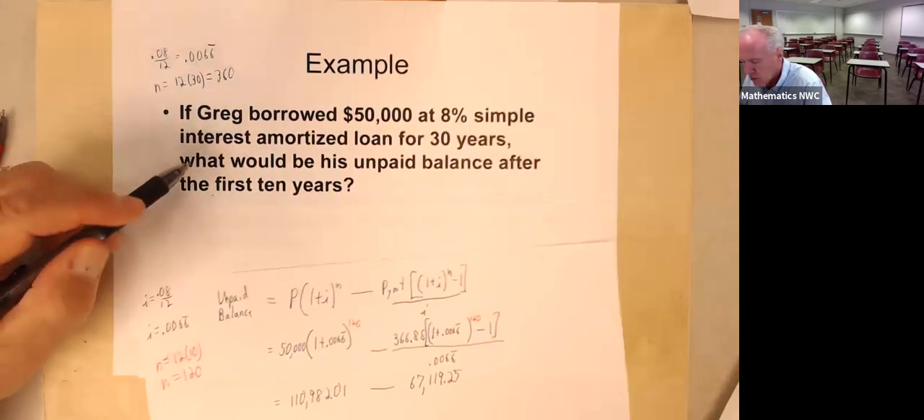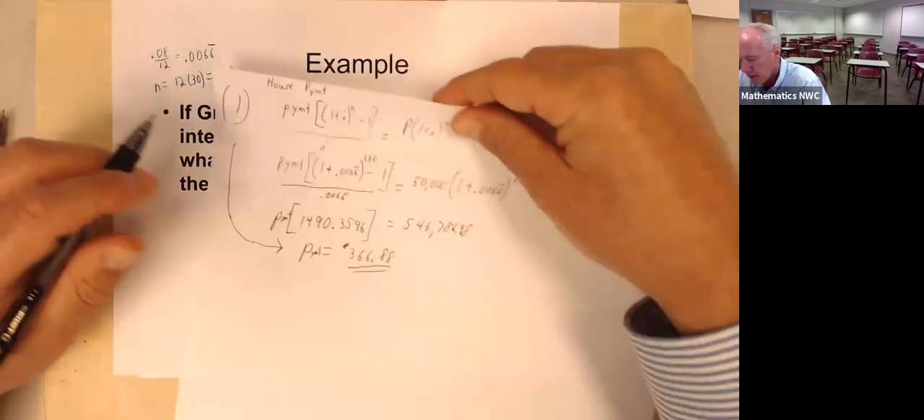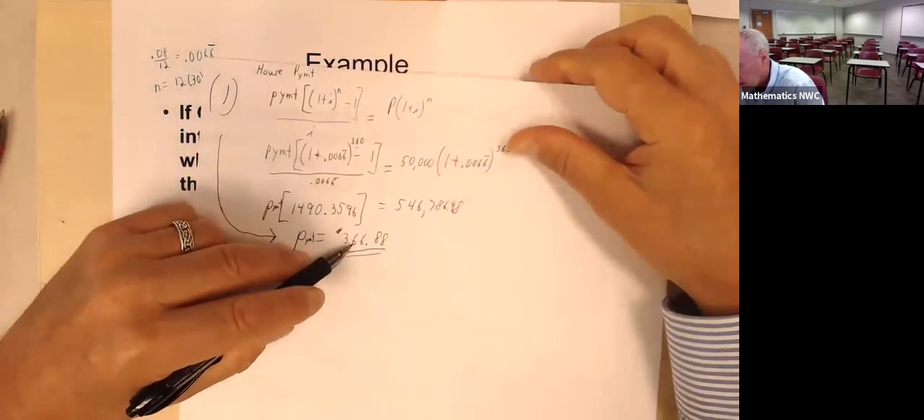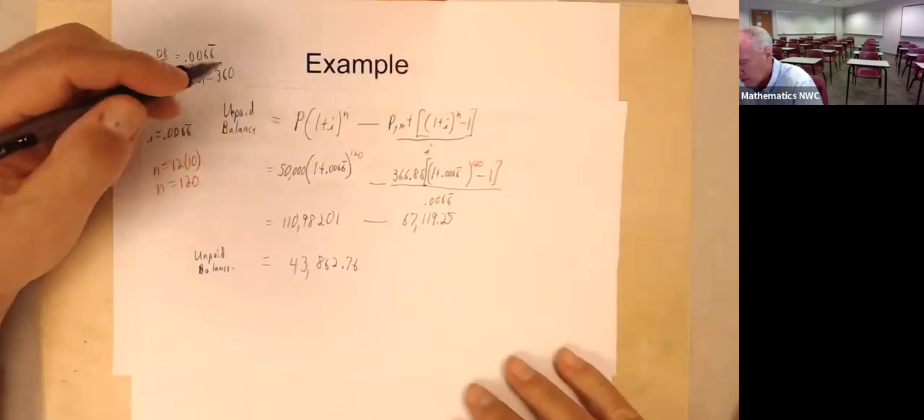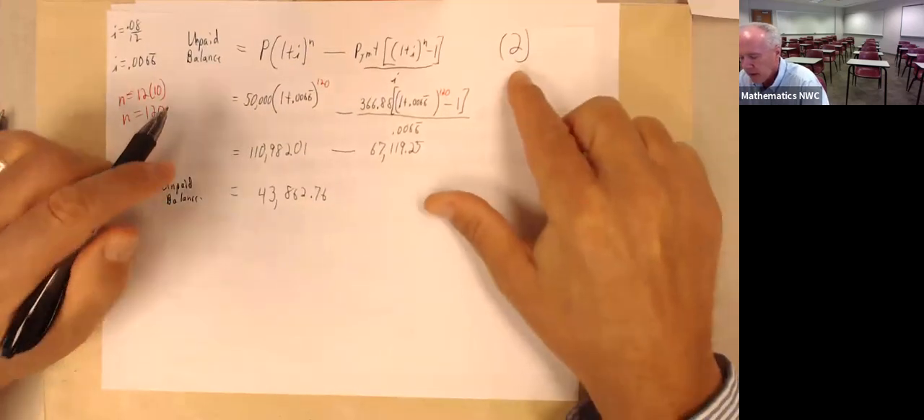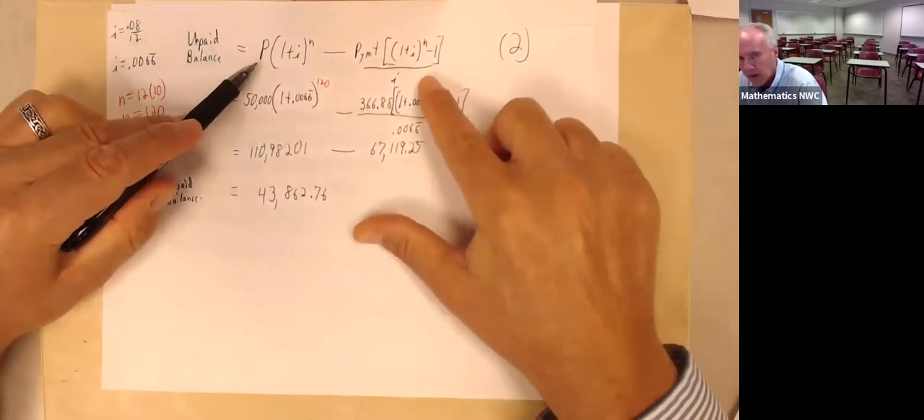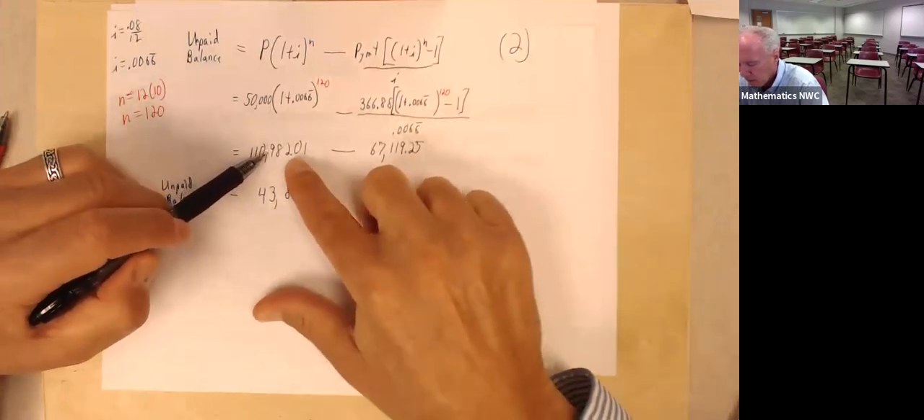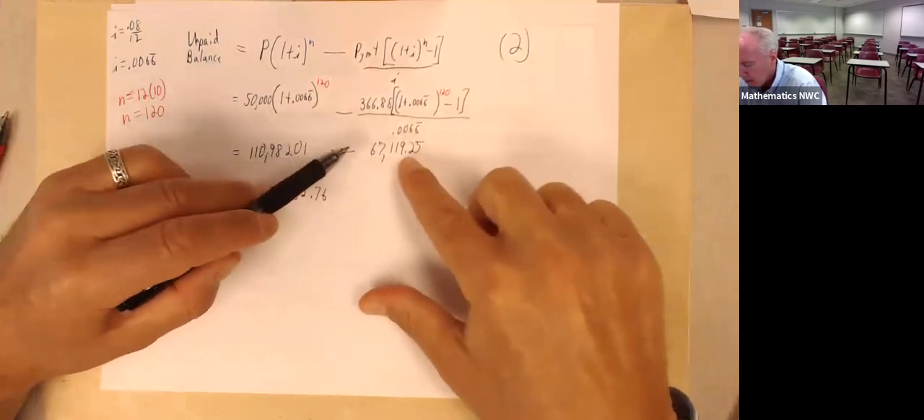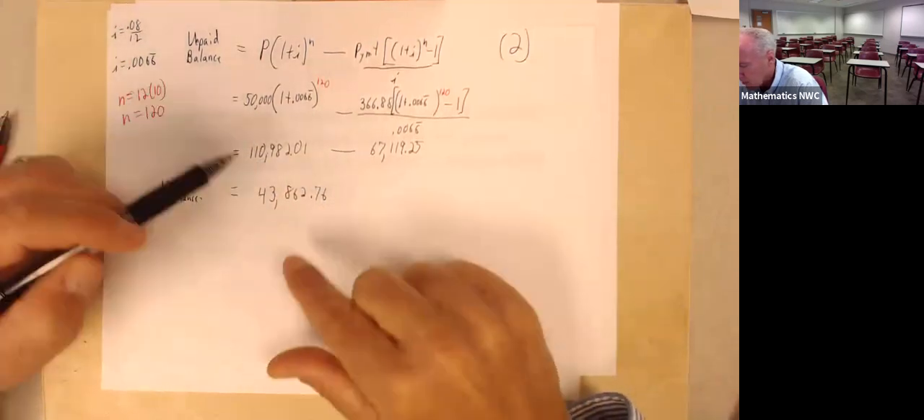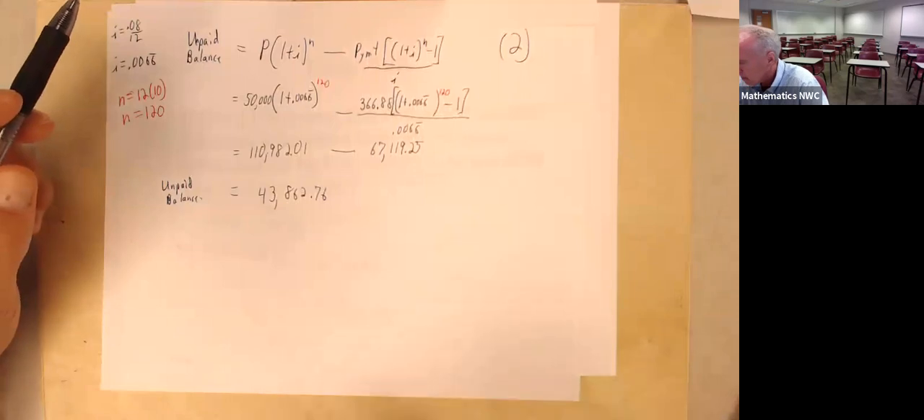Basically, 2 steps to this. Step 1 was find your house payment, which we did. Step 2, use your unpaid balance formula to find the difference between the value of the loan and how much you've paid off. That difference is what you still owe, or your unpaid balance.